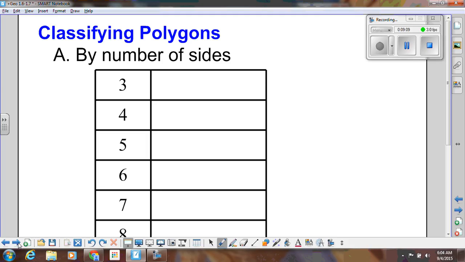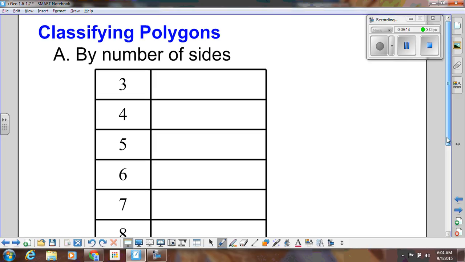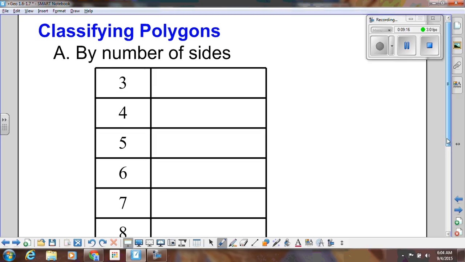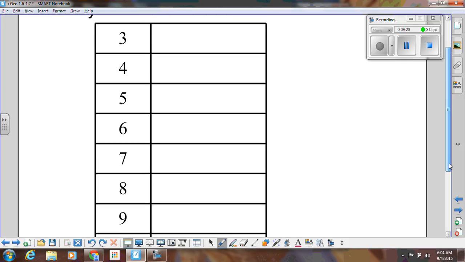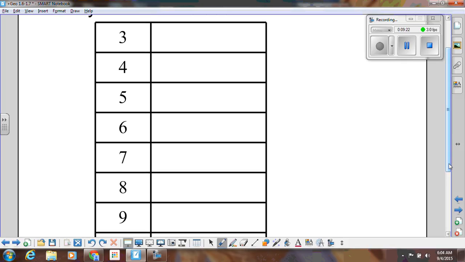Let's move on. So let's talk about classifying polygons. We can do that in different ways. The first is by the number of sides. So you probably know some of these already, so if you know them, go ahead and write them down as you go, but I'm going to write them down up here, and you might want to make sure that you're getting those correctly. So obviously a three-sided polygon is a triangle.